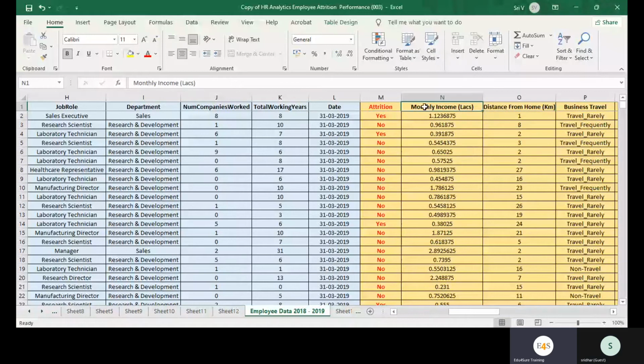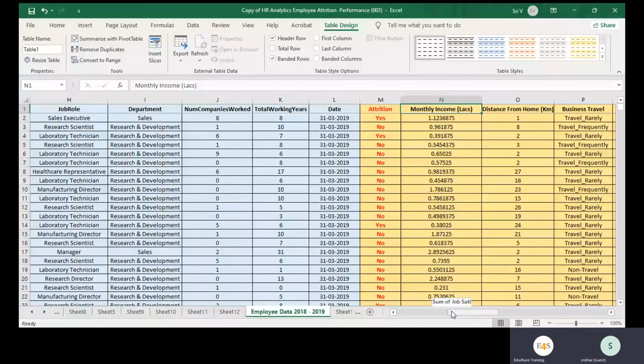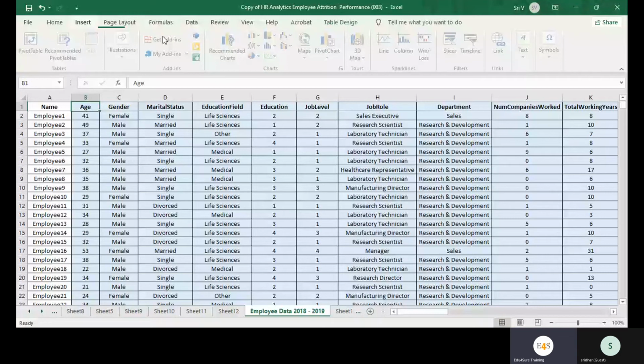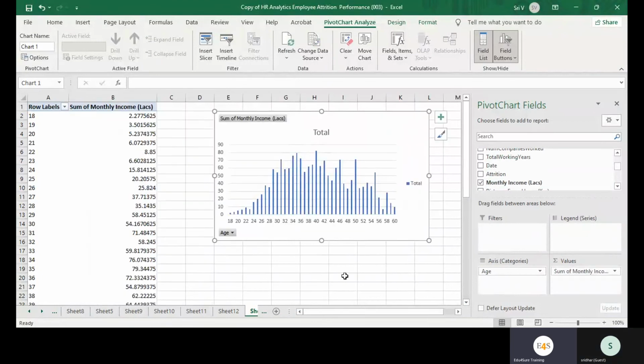Monthly income you need to take. Yeah, this is 1.12 lakhs. Right, lakhs. Third age, right?